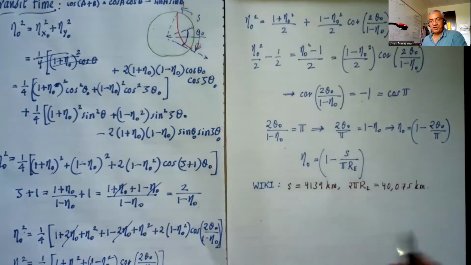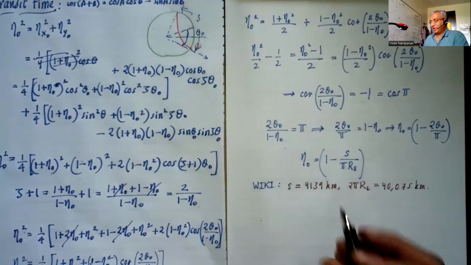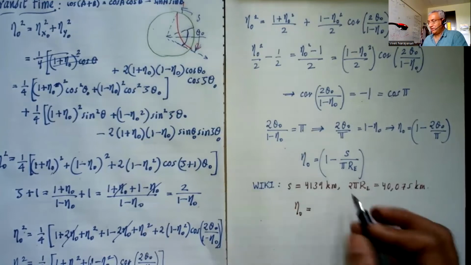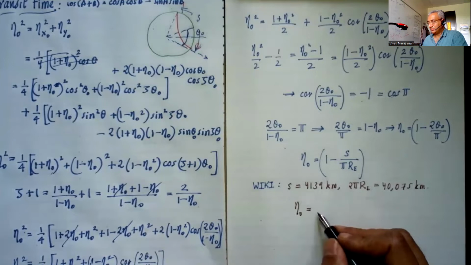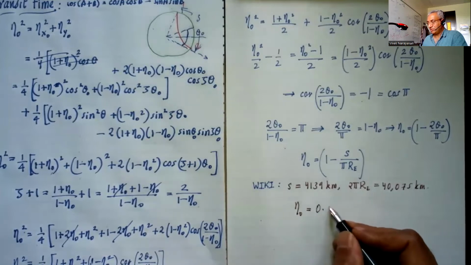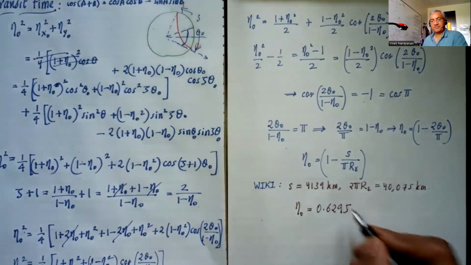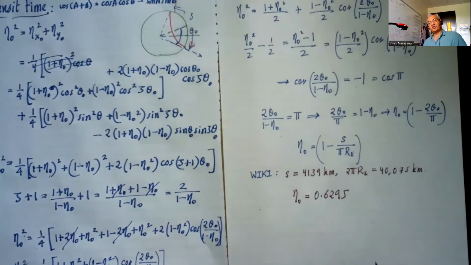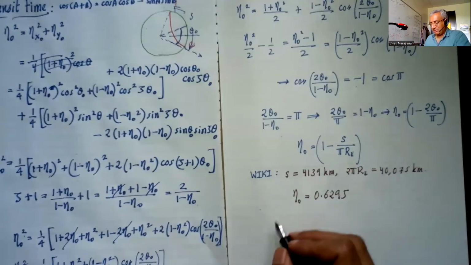So I took the liberty of putting all this in, and I got eta naught to be 0.6295, which means that it comes 63% close to the Earth's center. Not a bad calculation at all.